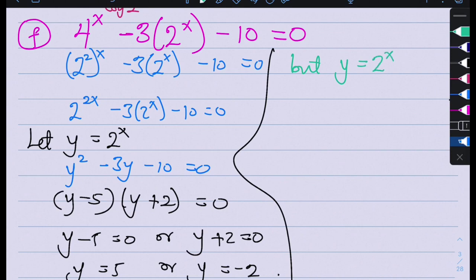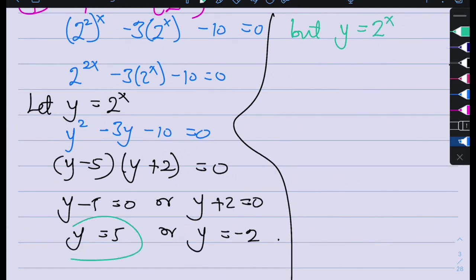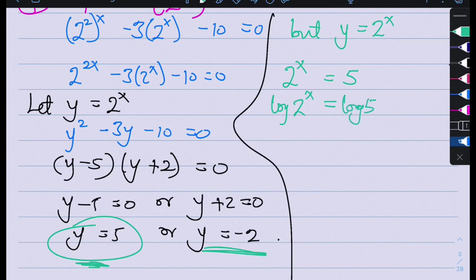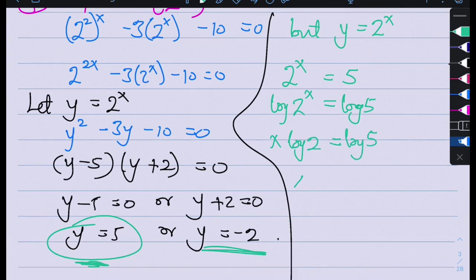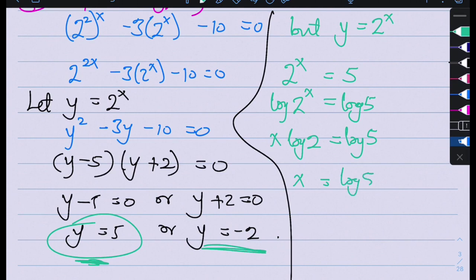So let's just say that y is equal to 2 to the power x. Therefore, let's take the first case where we have this. In fact, the negative isn't going to work because 2 to the power anything will not give you negative 2. Okay, so let's just take this part and work it out. So you have 2 to the power x is equal to 5. You take the log of both sides, so you have log 2 to the power x is equal to log 5. So x log 2 is equal to log 5. You divide, so you have log 5 over log 2, and then we can put it on our calculator to see what the calculator gives us.